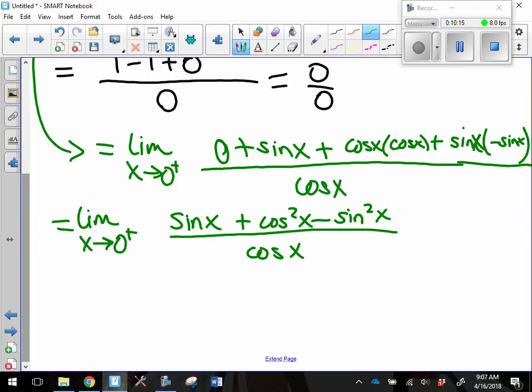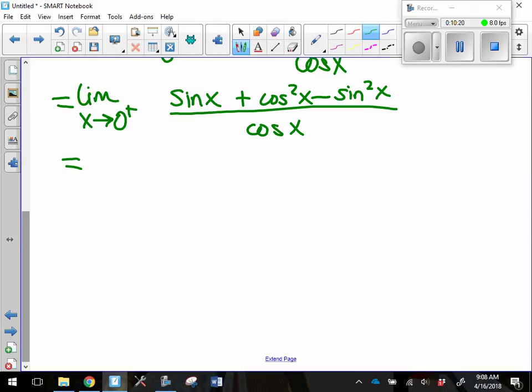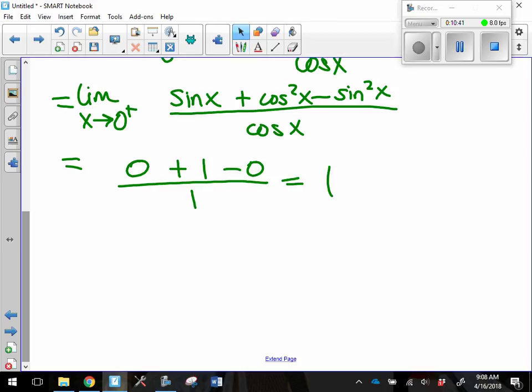And then what do we do? Plug in. So again, the sine of 0 is, the cosine squared of 0 is, the sine of 0 squared is, and the cosine of 0 is, so this gives me 1. Okay? And you're done. That's the nice thing about this, is I don't have to make it e to the whatever or take natural logs or do any of that manipulation. Okay?